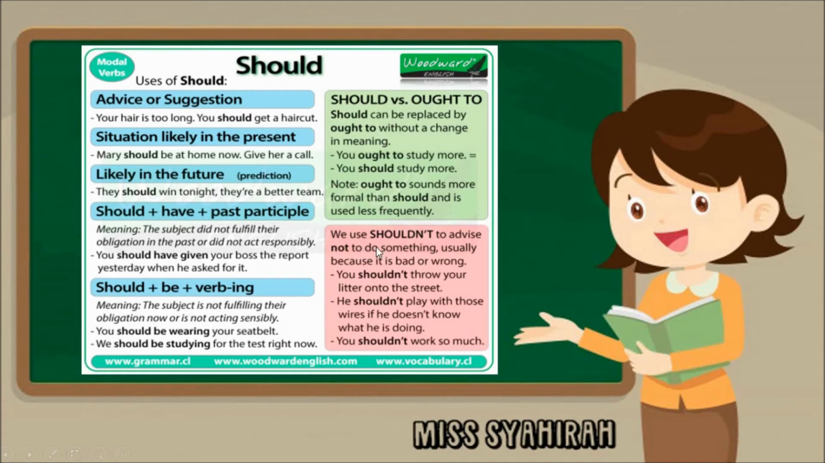And then we use shouldn't to advise not to do something, usually because it is bad or wrong. So, should means you ought to do it, so shouldn't means you ought not to do it. You shouldn't throw your litter onto the street. So, don't, you shouldn't do it. He shouldn't play with those wires if he doesn't know what he is doing. You shouldn't work so much. Okay, so should means ought to do, shouldn't means ought not to do. Alright?